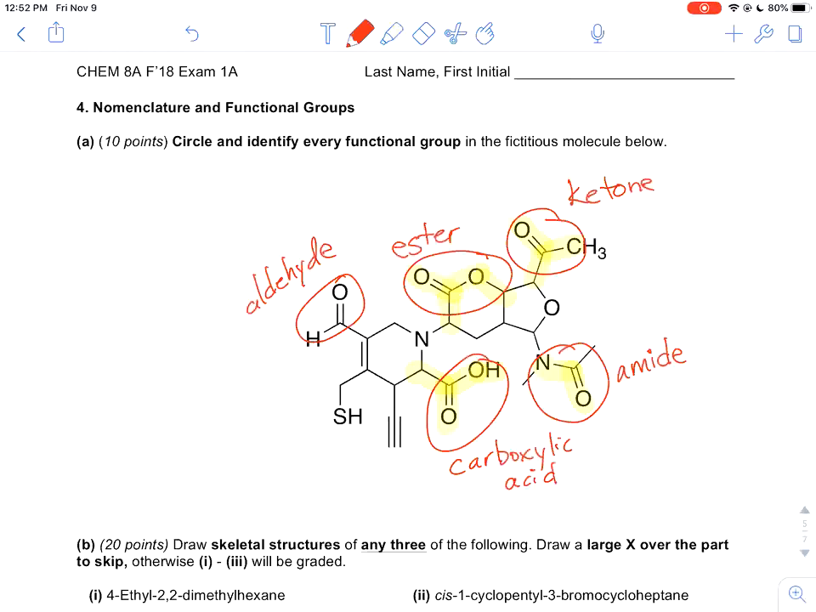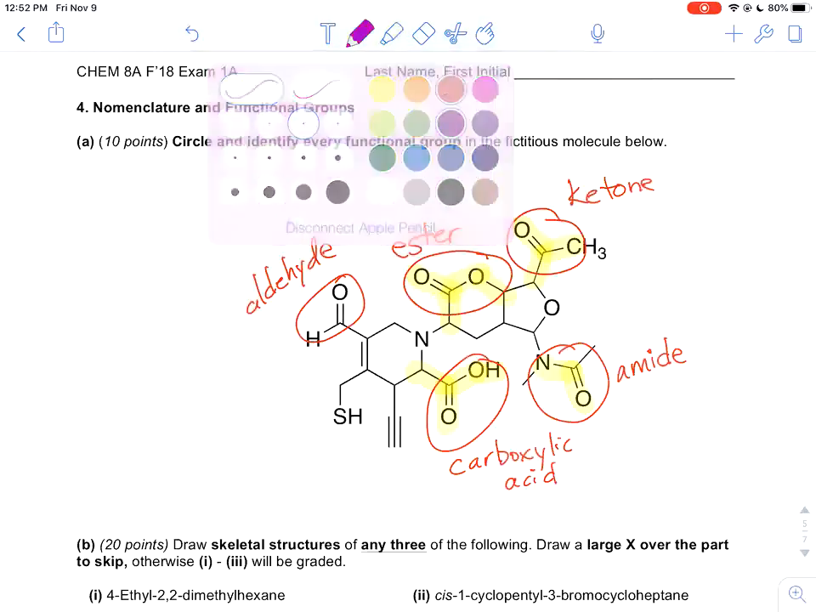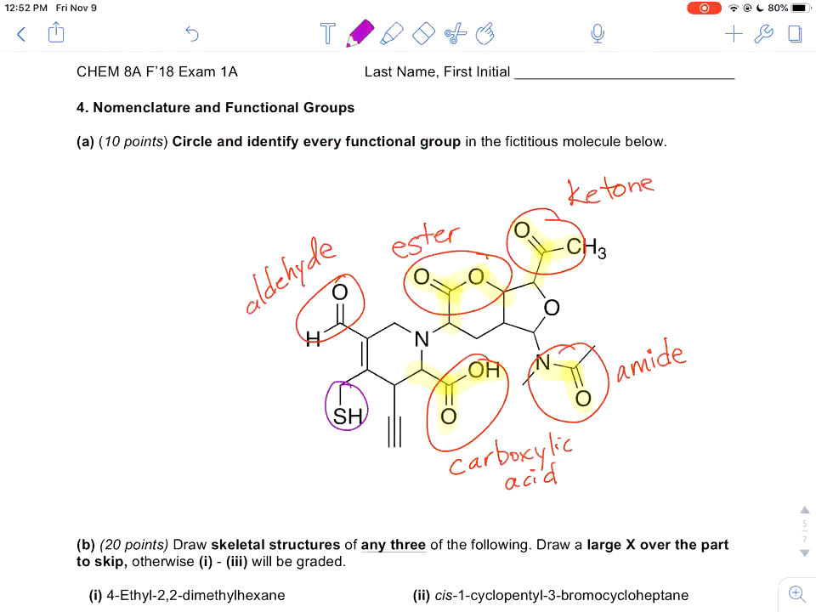Let's look at other stuff. Let's take a look at this SH group. When we have a carbon connected to a sulfur connected to a hydrogen, we call this a thiol. Other heteroatoms being nitrogen. That's just the fact that it's a nitrogen by itself that's not involved in a double bond. It's not next door to a carbonyl. This is an amine.